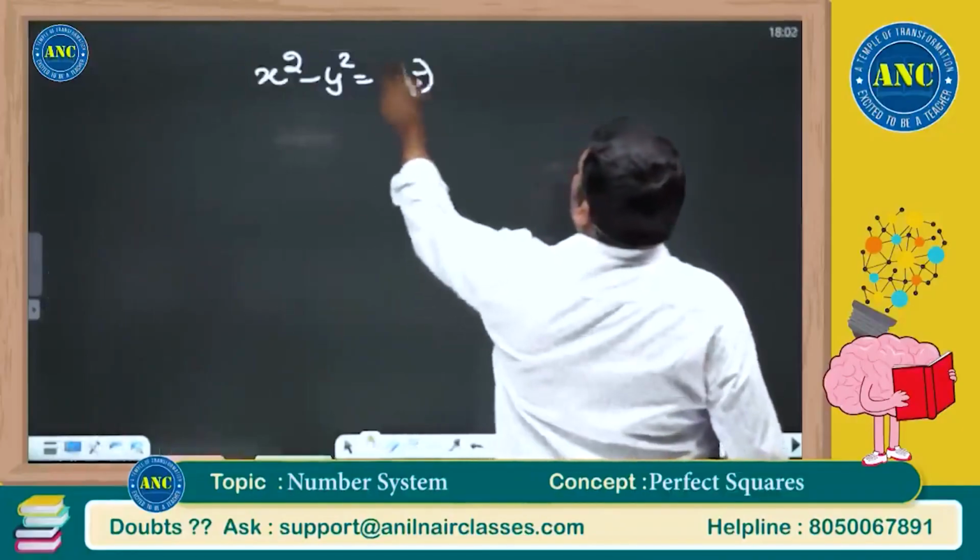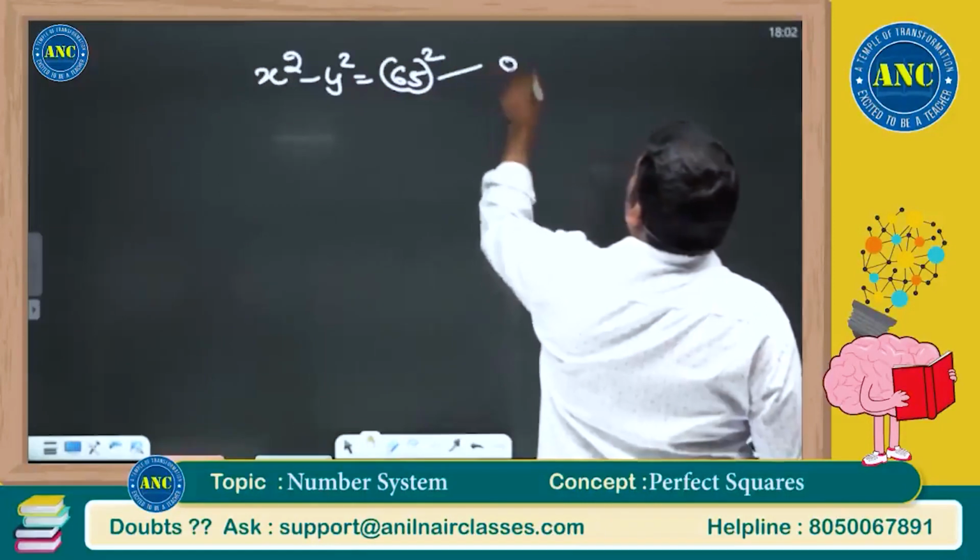Square equivalent to 65 whole square. Right hand side is an odd number.